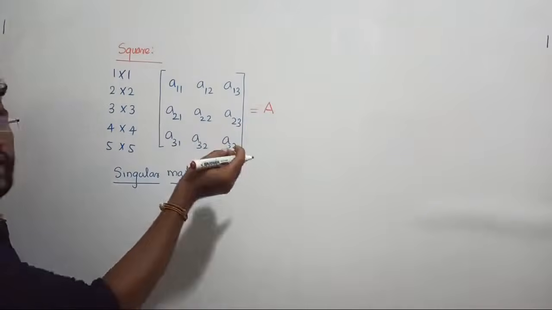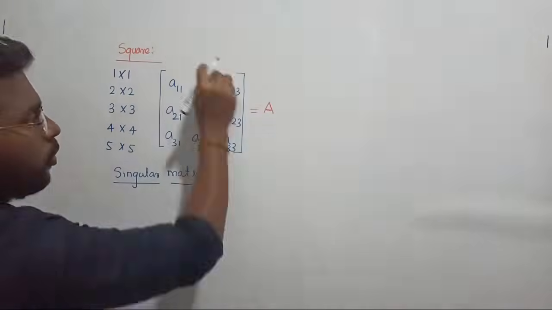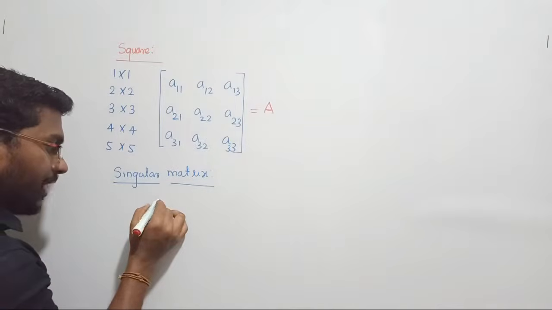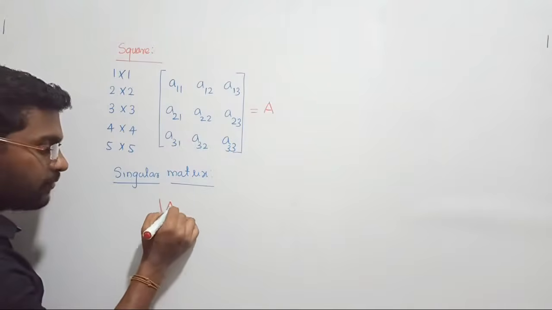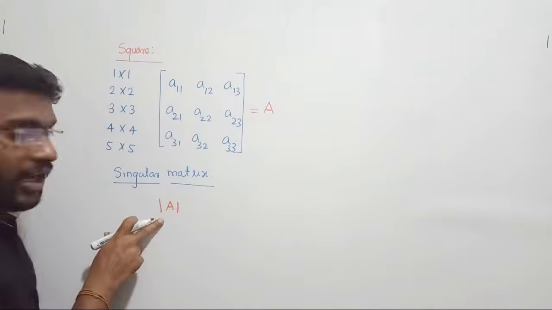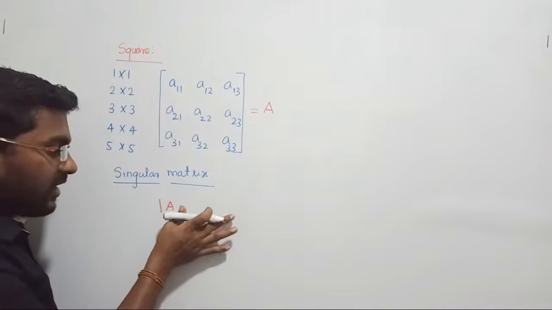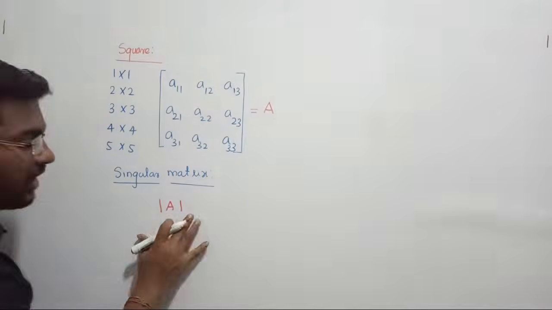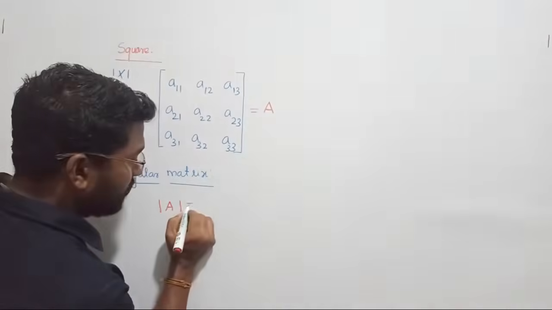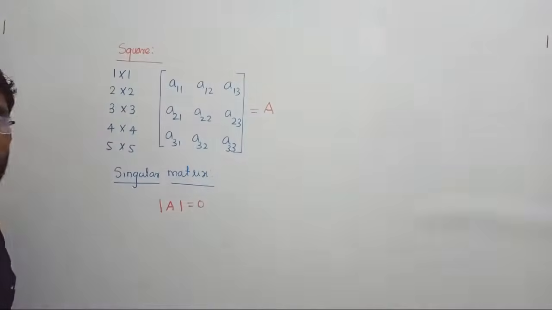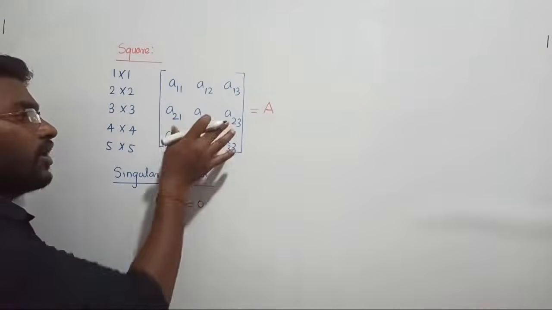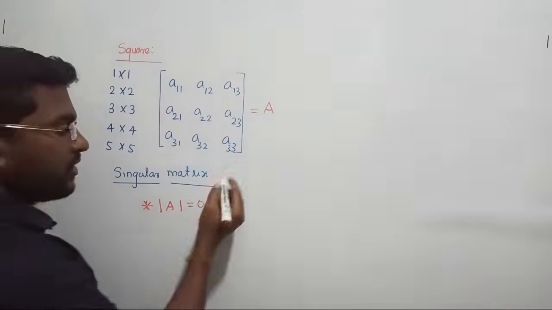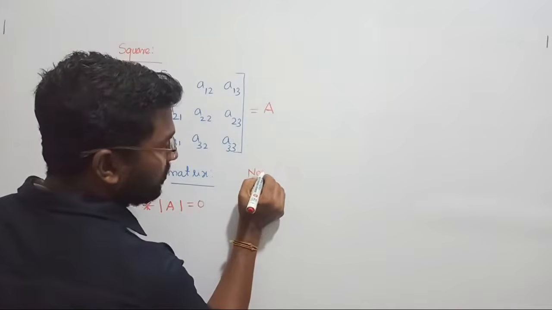If you are finding the determinant of the matrix A, it can be represented by modulus. If you find such a term, it means they are talking about the determinant of that matrix. So in the case of a singular matrix, the determinant of the matrix is going to be equal to 0. If while finding the determinant of any matrix the determinant is equal to 0, then that is called a singular matrix.